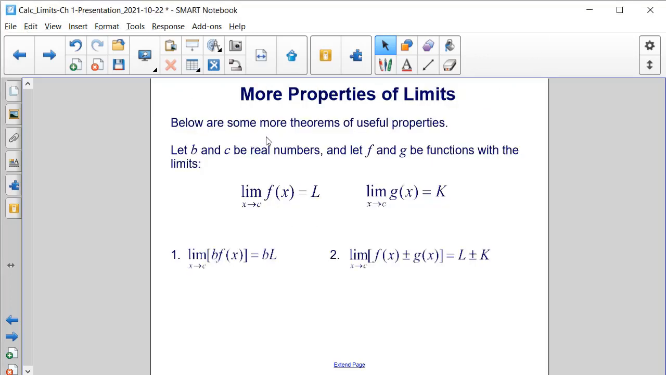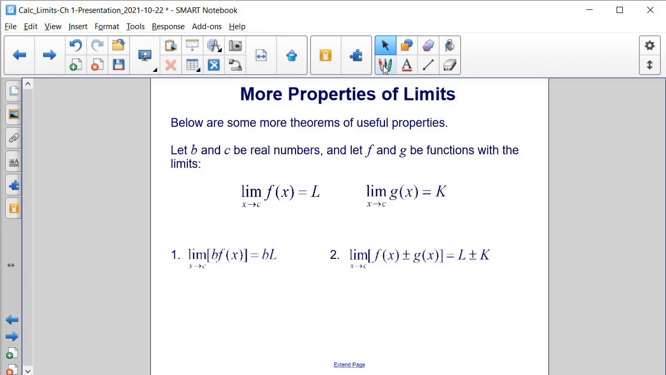Below are some more theorems of useful properties of limits. Let b and c be real numbers, and let f and g be functions with the following limits. The limit of f of x as x approaches c is equal to L, and the limit of g of x as x approaches c is equal to k. Our first property says that the limit of some real number b times the function f of x as x approaches c is equal to b times L.